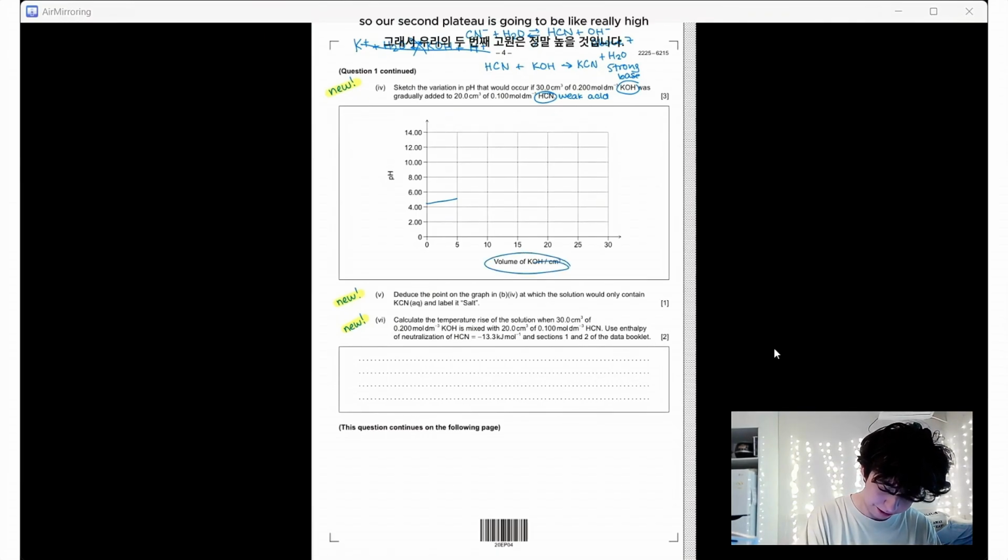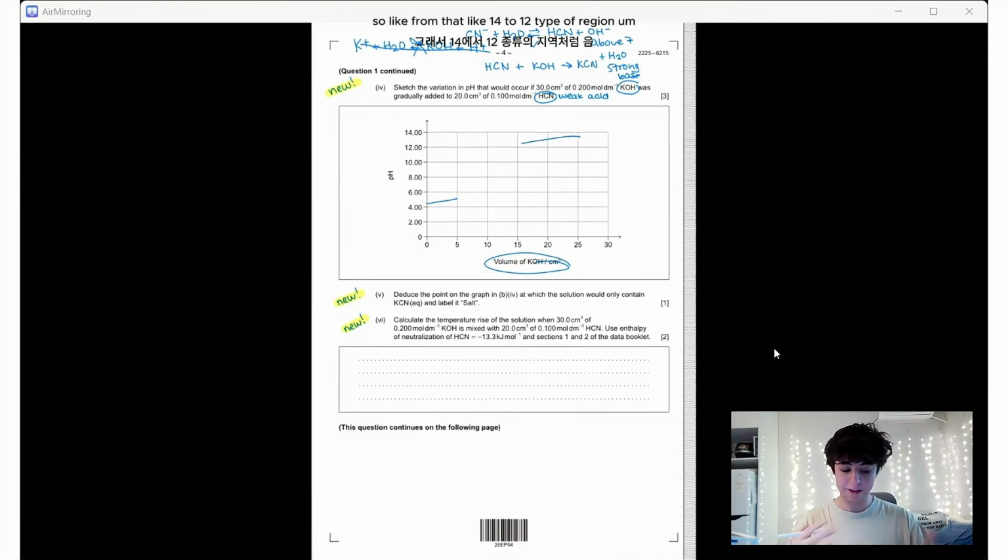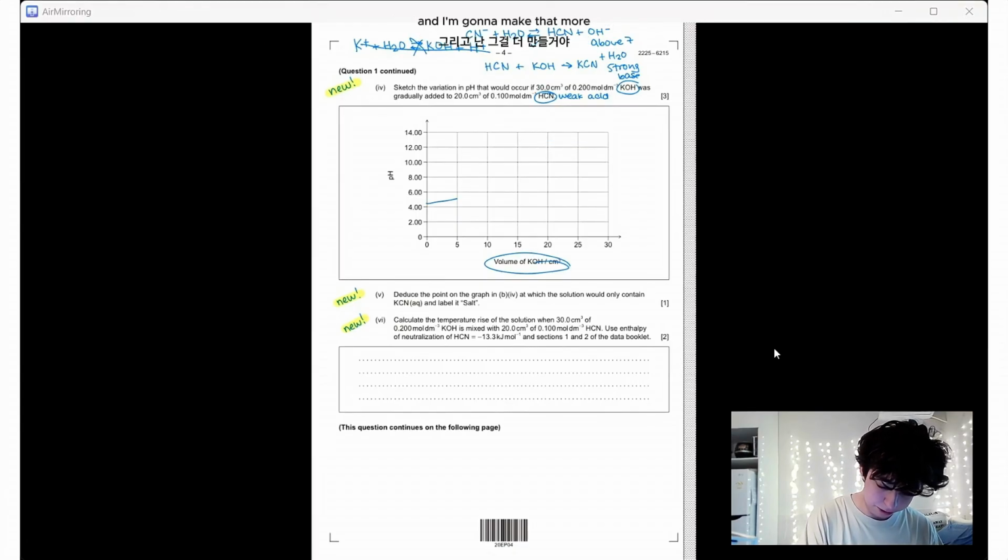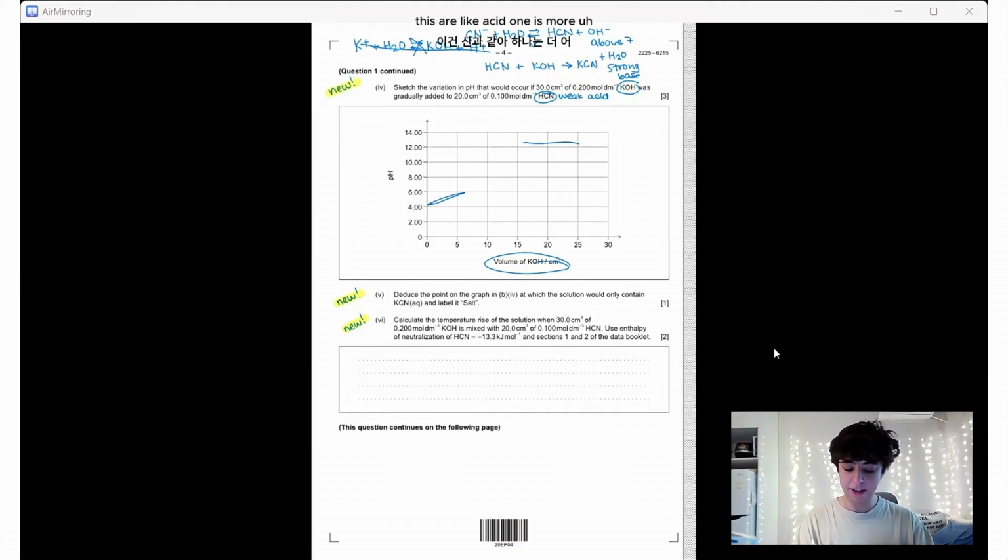So our second plateau is going to be really high, from that 14 to 12 type of region. And I'm going to make that more flat because it's a strong base. Meanwhile, our acid one is more slanted because it is weak. Okay, so the last part of this is we just need to figure out the volume at the equivalence point.